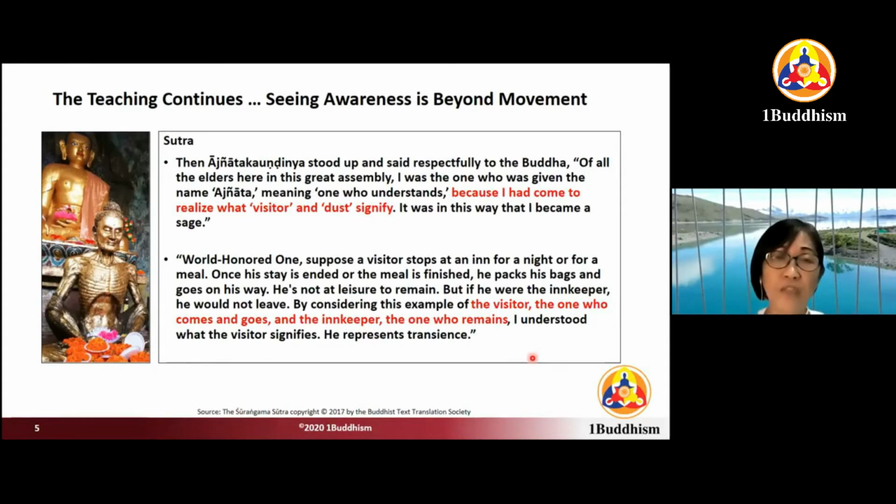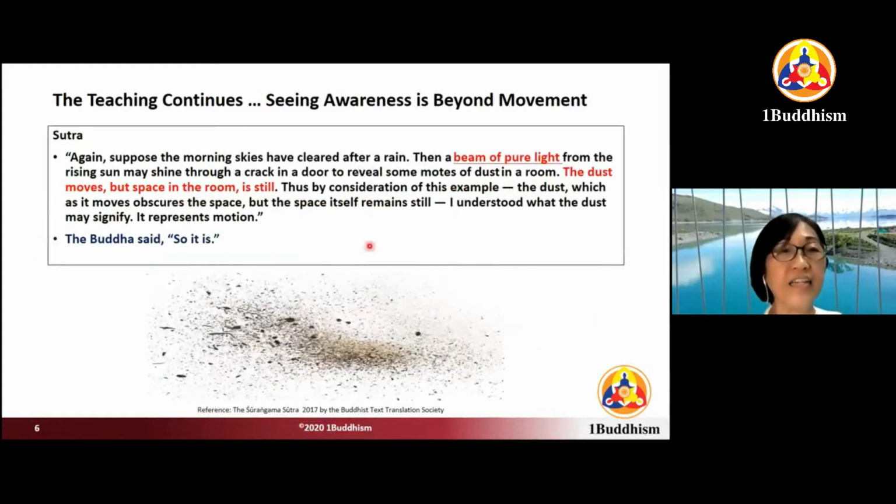So when he was able to differentiate between the characteristics of the illusory and true mind, one moves and one stays, then he was enlightened to the truth. Again, suppose the morning skies have cleared after a rain. Then a beam of pure light from the rising sun may shine through a crack in the door to reveal some motes of dust in the room. The dust moves, but space in the room is still.